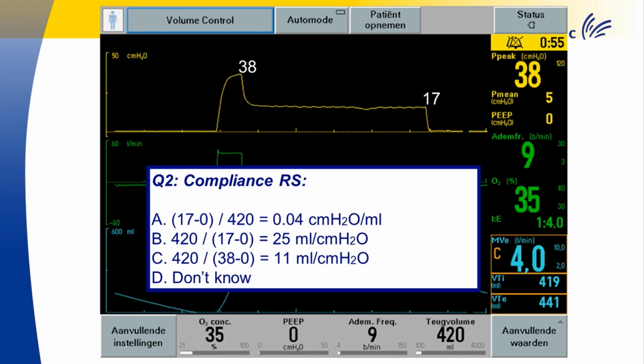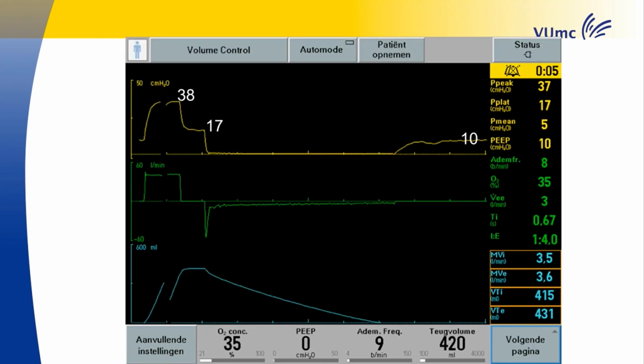So we're going to raise hands real quick. Who says A? Nobody. B? Quite a lot. C? And who doesn't know? Okay, thank you. That's the right answer, because to calculate a compliance, we have to do an end expiratory occlusion as well.